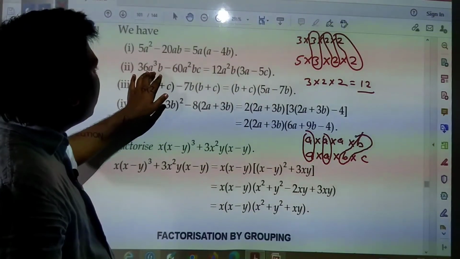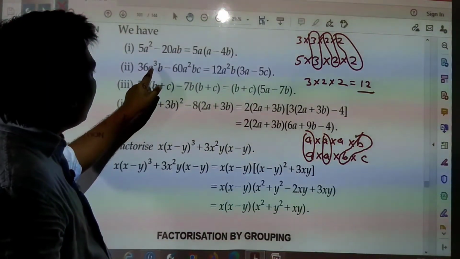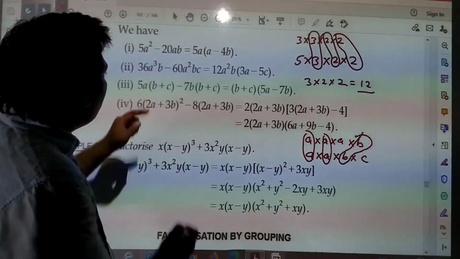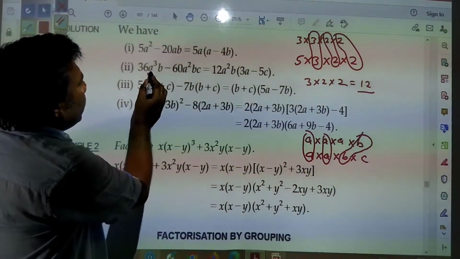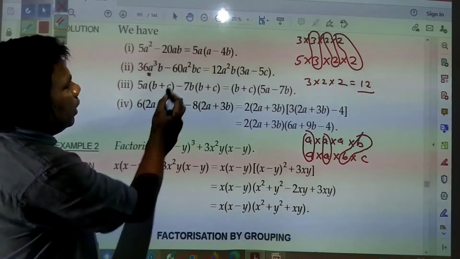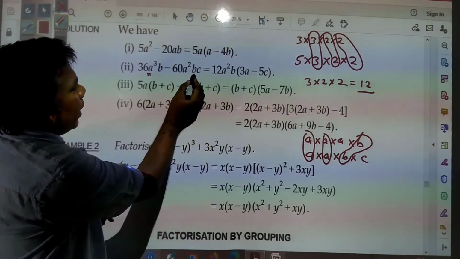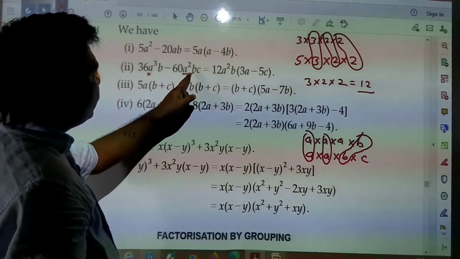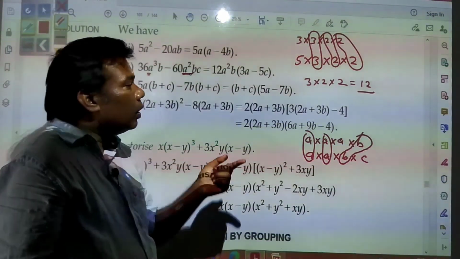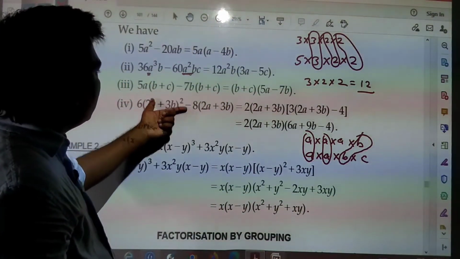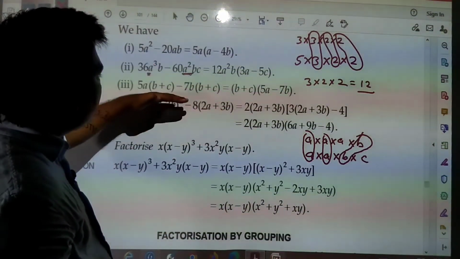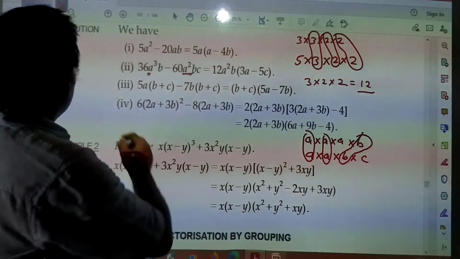Now what will you be left with? Suppose a square b you are taking out, here you have a cube, so you will be left with a only, b already you have taken. What will you be left with? c only. So 3a minus 5c. In this way the common can be taken out. I hope you have understood, and go through these things by yourself.